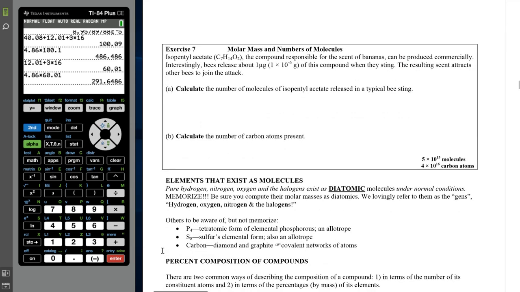Number 7 mentions a compound called isopentyl acetate, which is the flavor, or the smell, rather, of bananas. I remember a lab in college when we produced this molecule, and the lab smelled like bananas, and it was just spectacular. Just an amazing smell. It says here, bees, interestingly, release a small amount, 1 microgram, of this compound when they sting. So apparently it's not real pleasant under your skin.